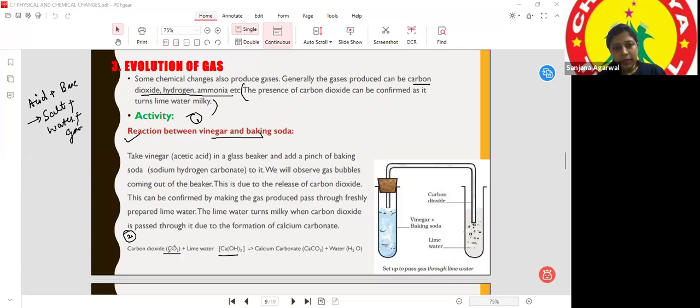Next example is carbon dioxide. This is a further phenomenon of vinegar and baking soda. That's okay, leave it. The second example is of whitewashing. For whitewashing, please note this down. Then I'll write the equation for that whitewash.